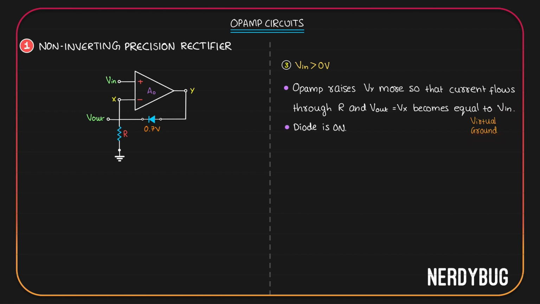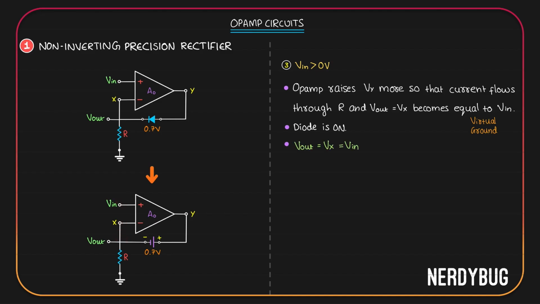Diode will be on and the circuit will look like this. I have replaced the diode with a 0.7 volt cell. Again, V out is equal to Vx and it will be equal to V in. And one thing we have seen is that V in doesn't have to be a large value for Vy to be enough to switch on the diode. Even a very small potential difference between these 2 points is enough for the op-amp to create a potential over here that will switch on the diode.